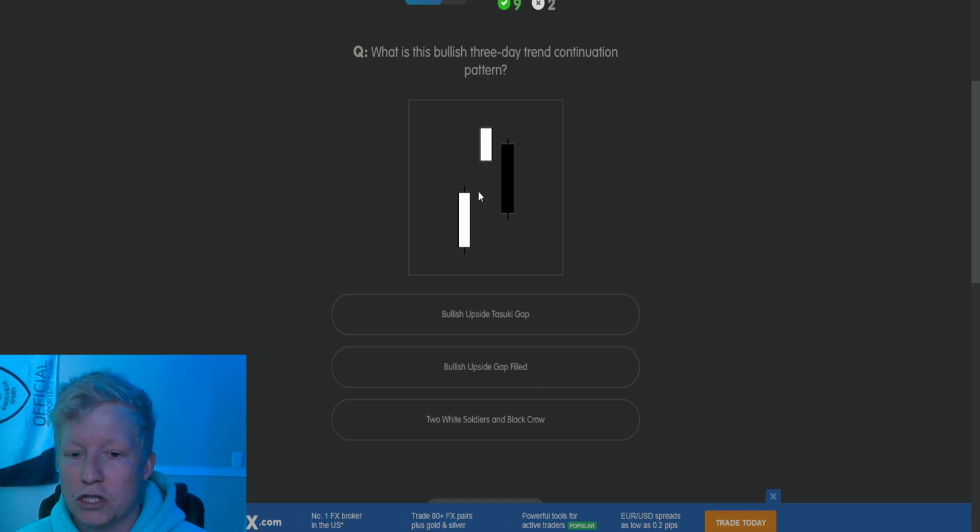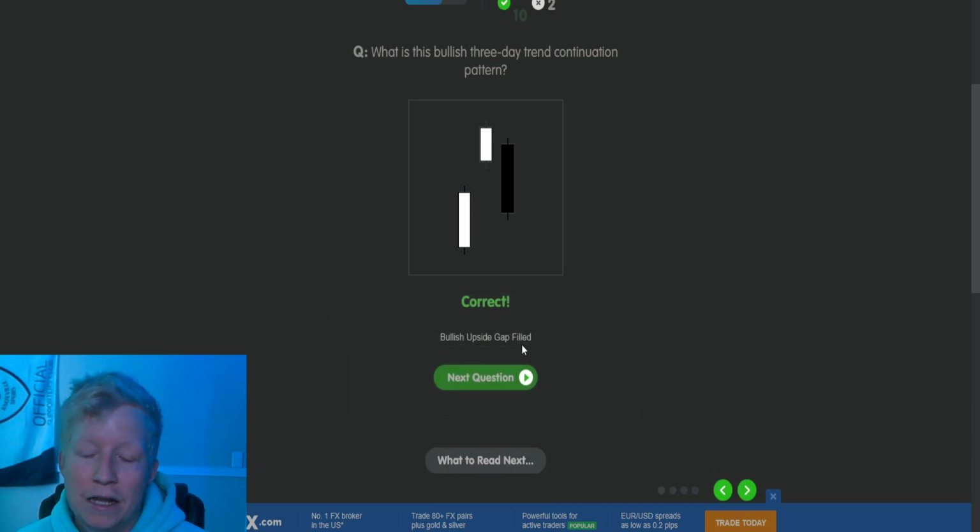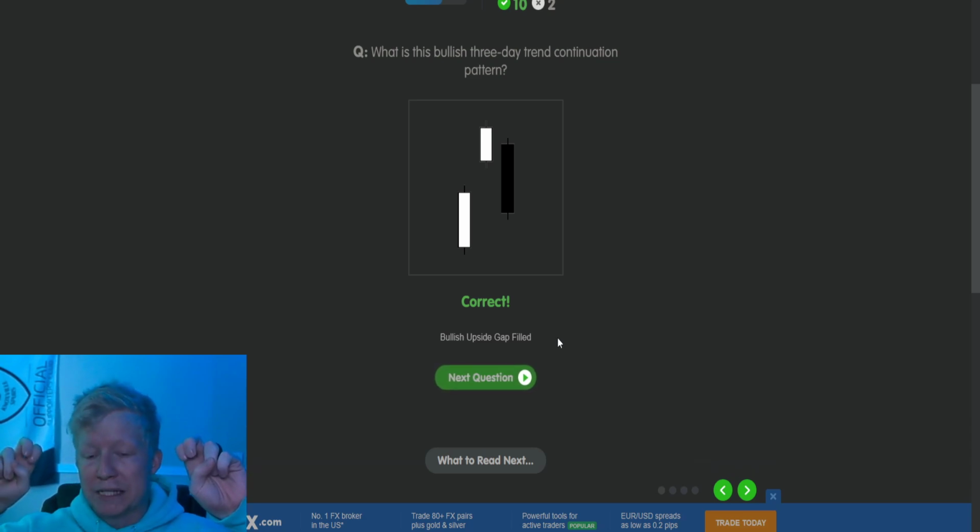Was the Tsuki gap because it only touched the wick? That might be what a Tsuki gap is if I had to guess, because the other one didn't actually come down inside the bar. It was just touching the wick, so I'm going to assume that's what that was. I'm going to guess this again. Okay, this time it was the bullish upside gap filled.